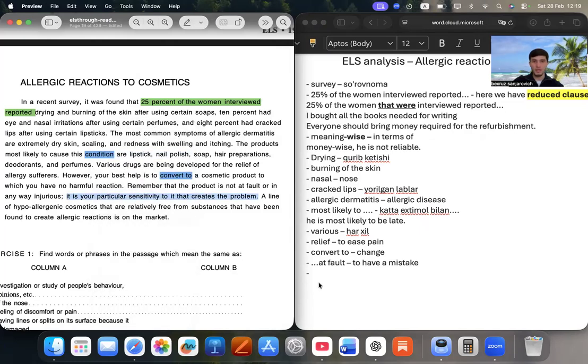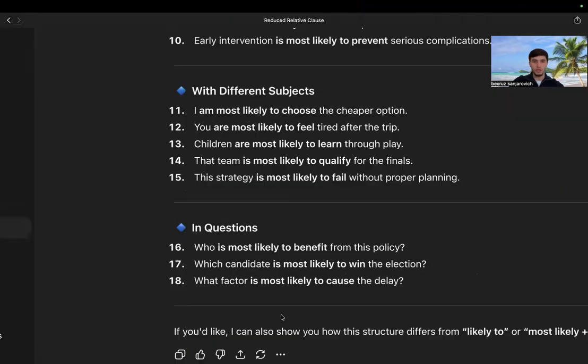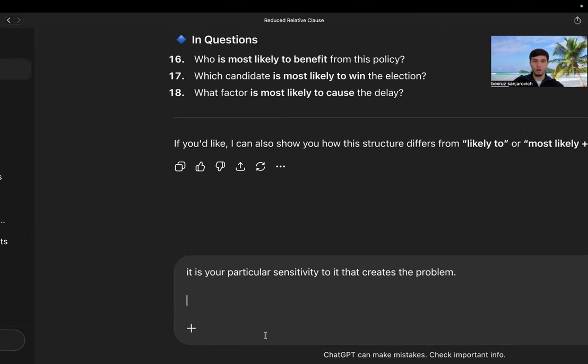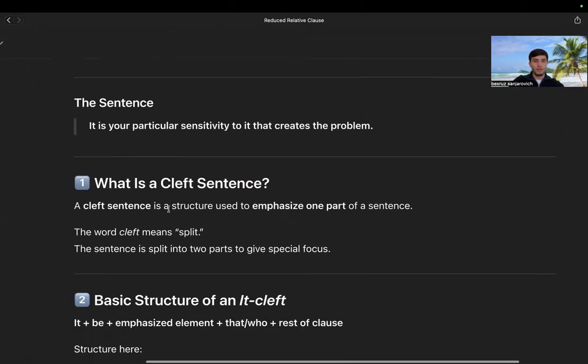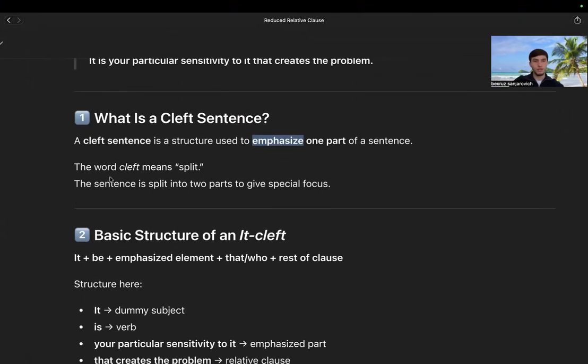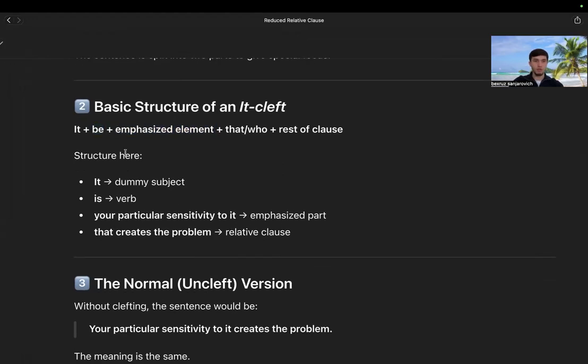This is a cleft sentence right here. I highly encourage you to learn cleft sentences on your own as well. We can just approach again, prompt ChatGPT and say, explain cleft sentence here. Cleft sentence is a structure used to emphasize one part of a sentence. For example, look, it plus to be plus emphasized element plus that, and then you will continue. Be is to be, you know it.